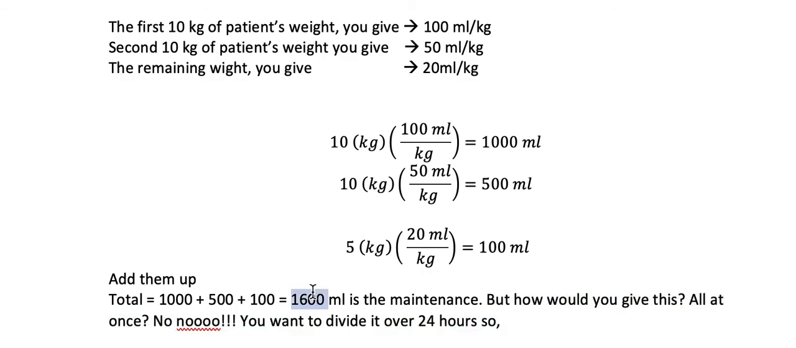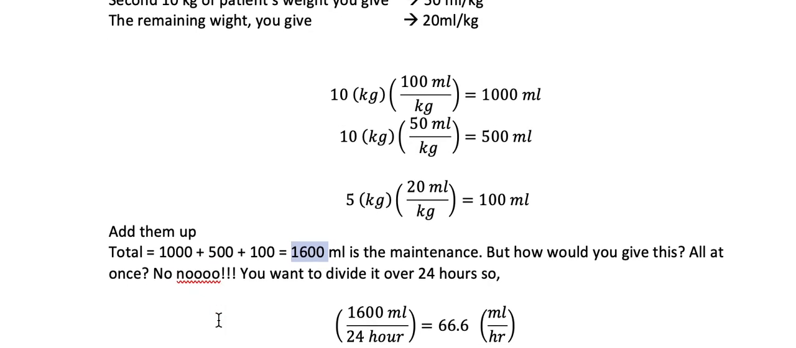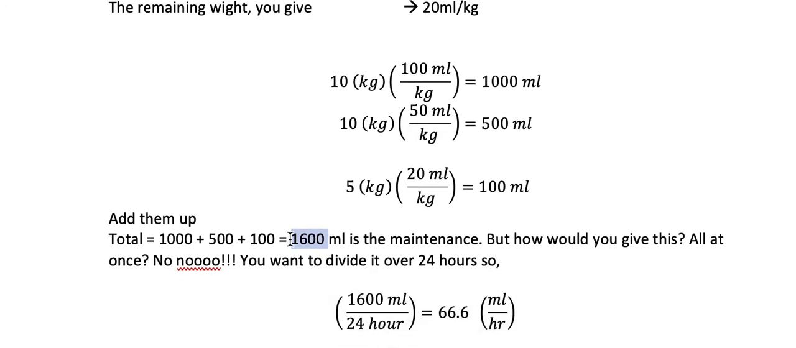Take that value and divide it over 24 hours. It's not a good idea to give him the whole thing at once. So divide that over 24 hours, and that means every hour you will give him 66.6 mils. That's how you set it up so he receives that much per hour. And in the answer choices, it will probably be mils per hour.